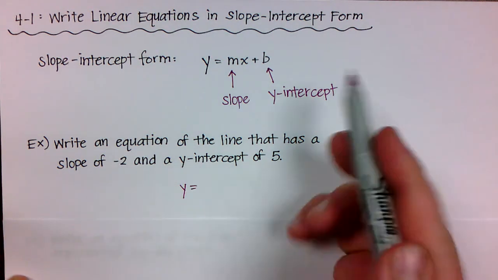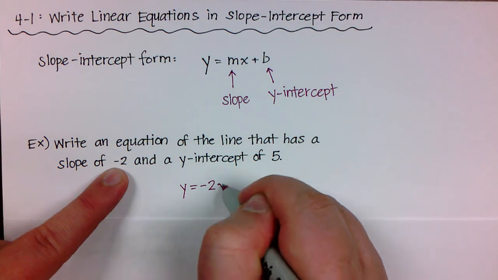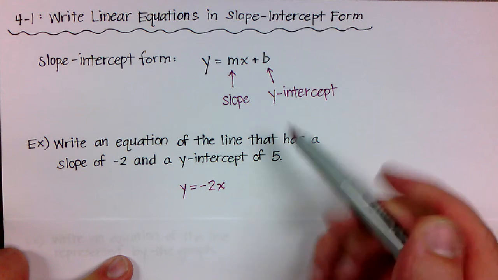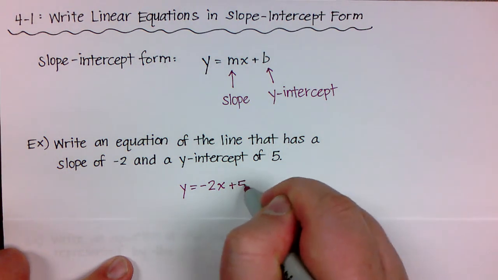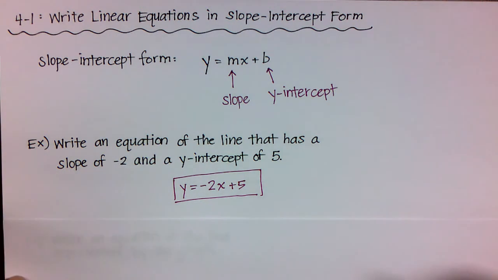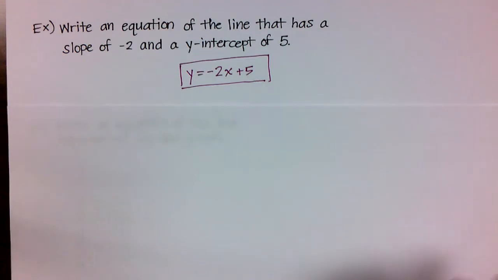Y equals the slope, which is -2, and then I'm going to put my x, and then I'm going to add on the y-intercept. Here it is +5, so I'm going to add 5, and I'm done. If you have a problem like that, you shouldn't actually have a problem with it. It should be very simple for you to put into slope-intercept form. They're not always going to be that easy.